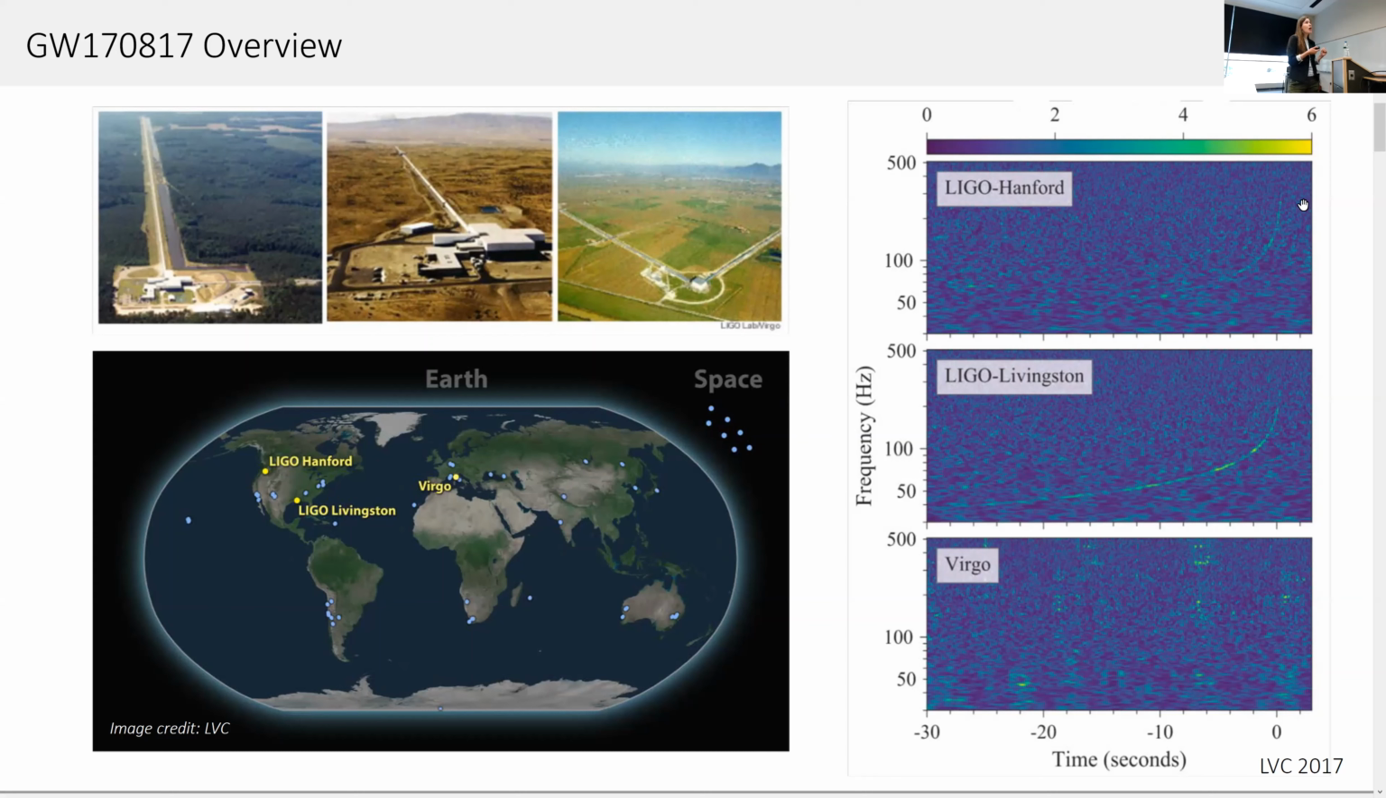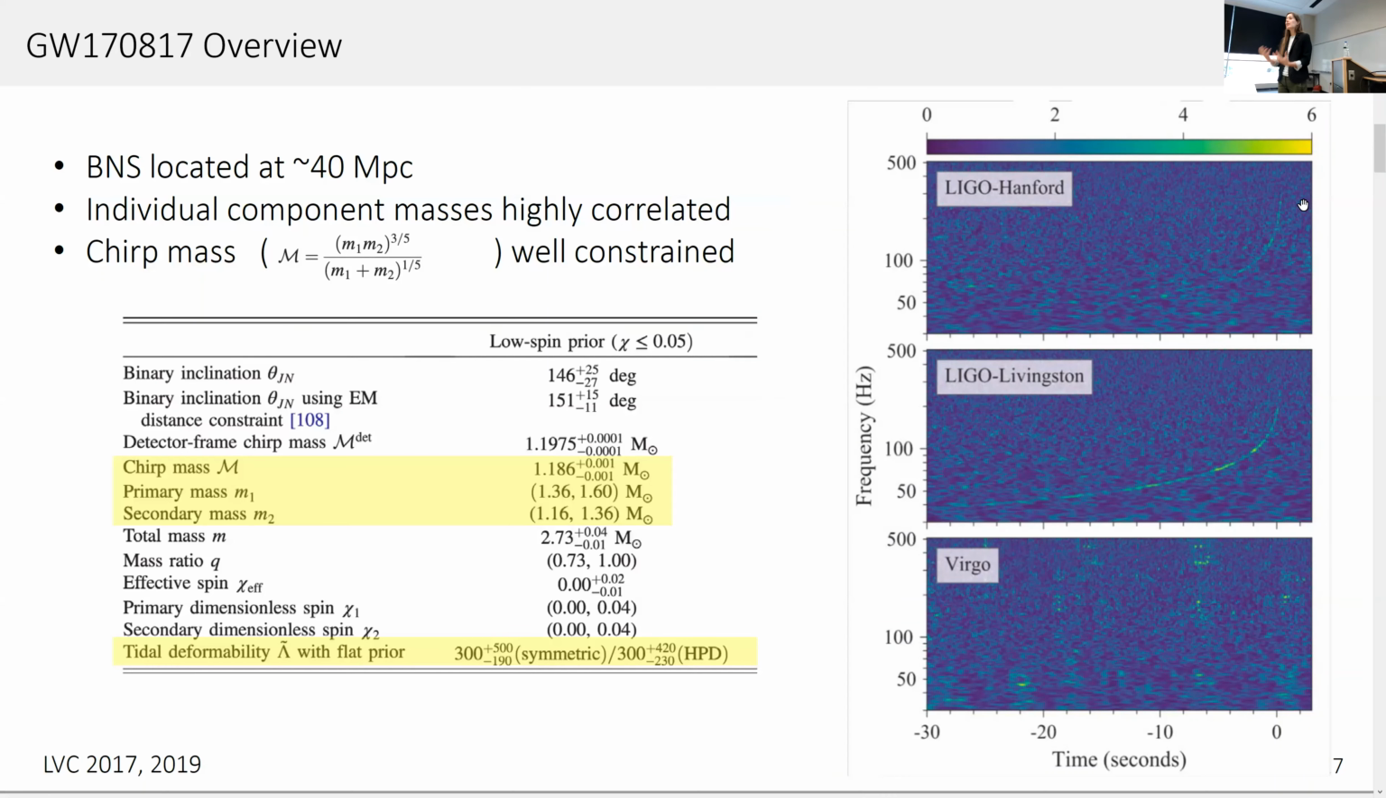I just want to point out that these 30 seconds in which the neutron stars were in the LIGO band until they ultimately coalesced corresponded to the final 3,000 orbits for these two neutron stars before they combined. And so it's by fitting that data that the LIGO-Virgo collaboration was able to extract a number of properties for the two neutron stars in the system.